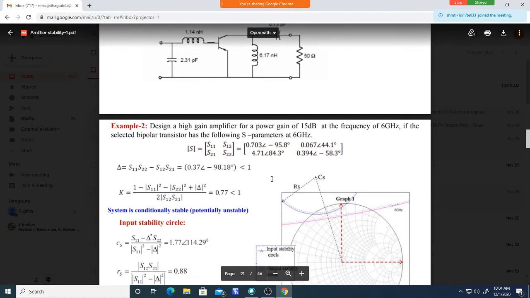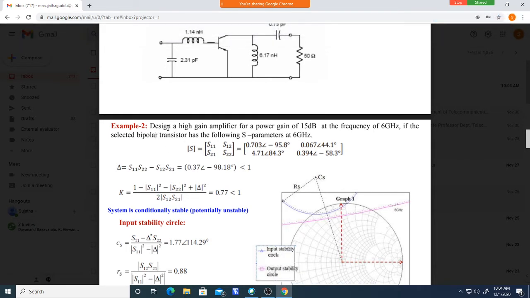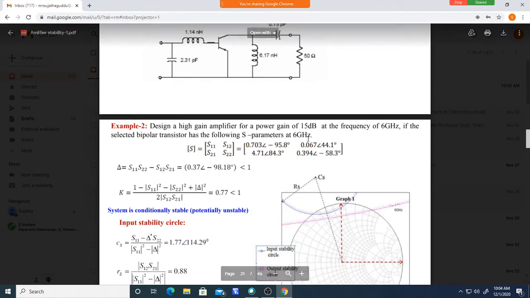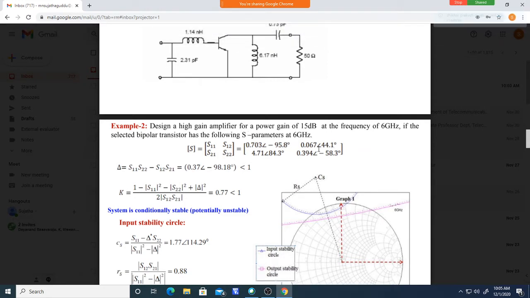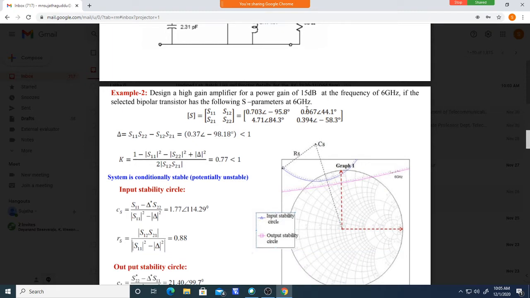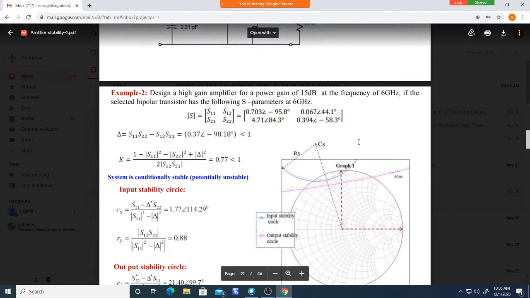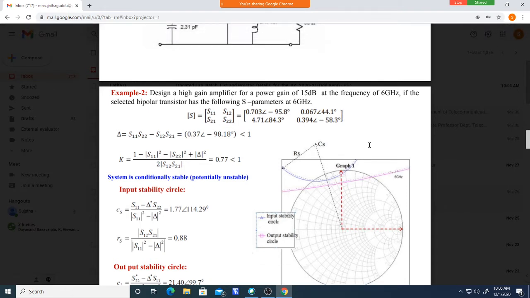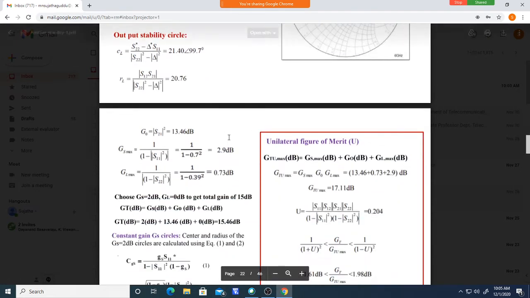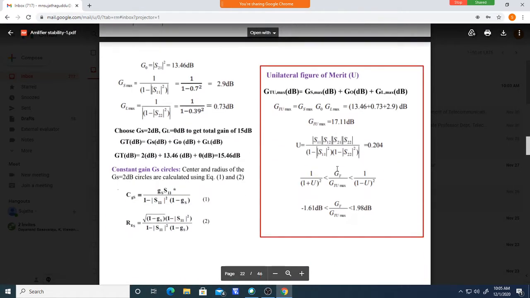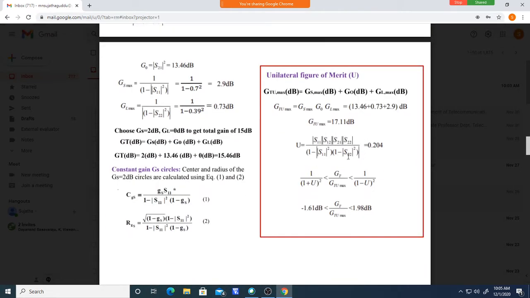Okay. So in the previous class, we were discussing this high gain amplifier design: design a high gain amplifier for a power gain of 15 dB. First we should see whether this is a unilateral device or not. If it is not a unilateral device, that means S12 is not equal to 0, you should check the unilateral figure of merit. You have to calculate it like this. See, this is the unilateral figure of merit.